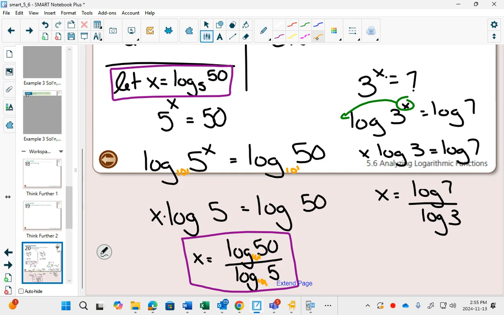And so this is the reason we're practicing all of our log laws, so that we can get to that point, and we'll be doing that in 5.7 and 5.8. Okay, questions for practice on this one? All right. 3, 4, and 5.